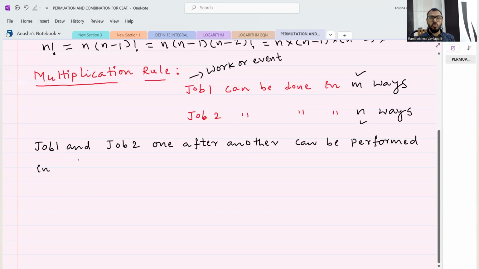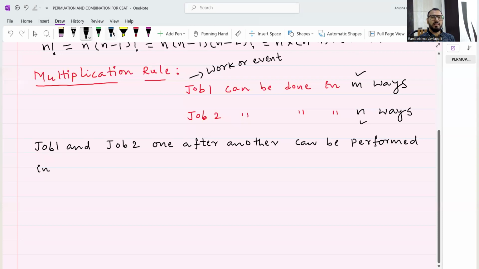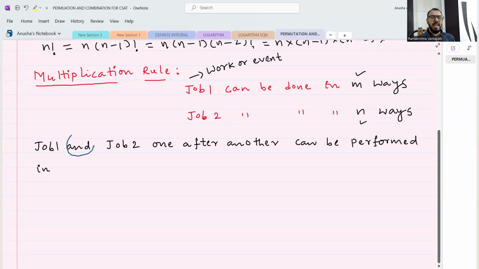Job 1 and job 2. Look at the word "and". This "and" indicates multiplication in general. So job 1 and job 2 can be performed in M into N ways. This is known as the multiplication rule. An action can be done in M ways, another action can be done in N ways. Now both actions, one after another, can be done in M into N ways.